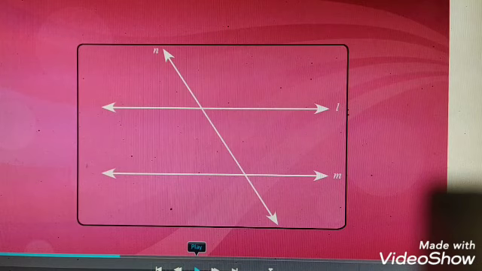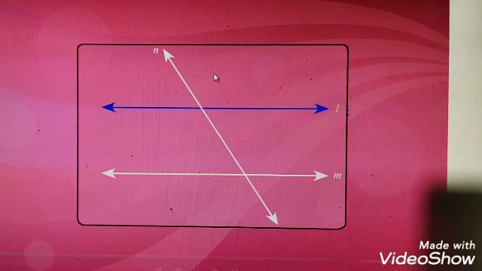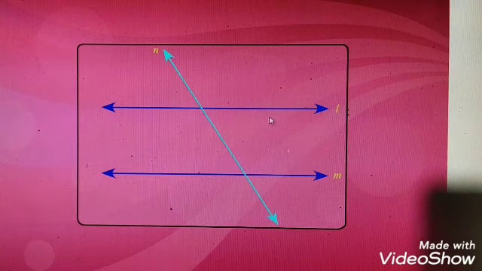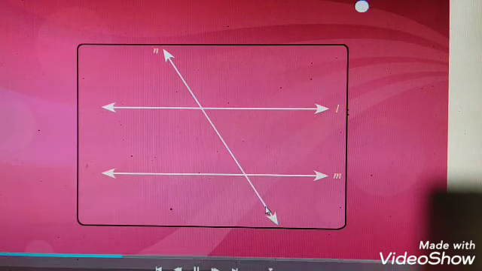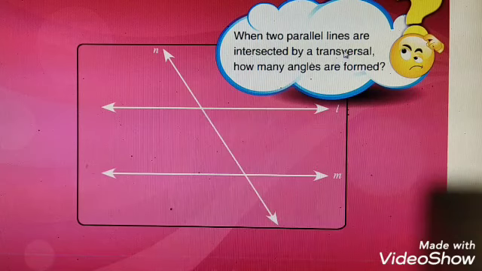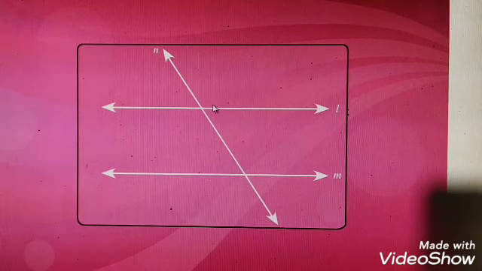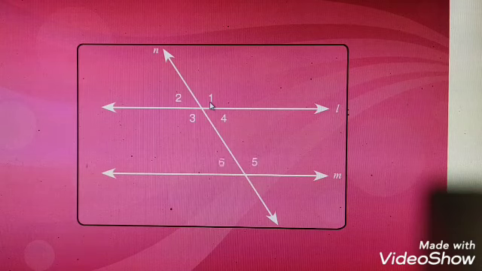Now see in this figure, line M and line M are parallel, both are parallel to each other, and line N is a transversal. When two parallel lines are intersected by a transversal, how many angles are formed? Yes, 8 angles. Let us denote these angles by numbers: 1, 2, 3, 4, 5, 6, 7 and 8.